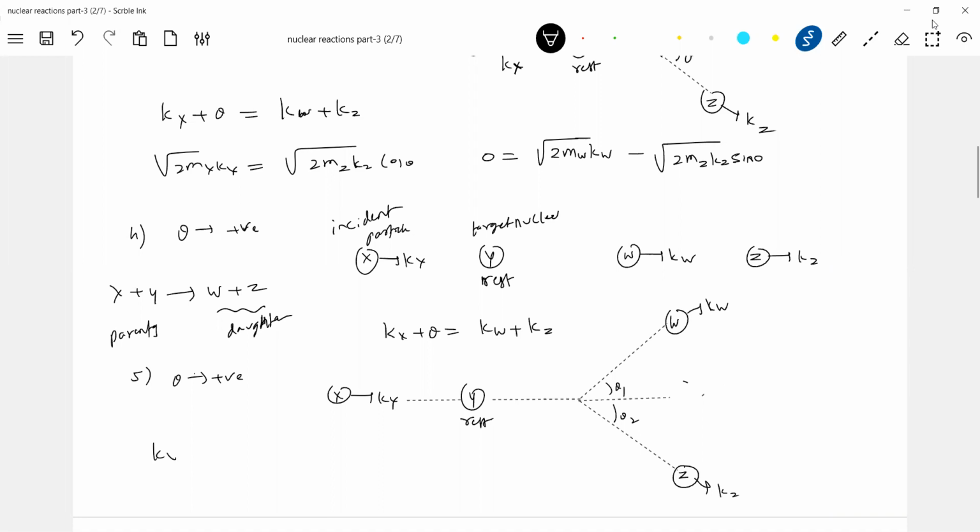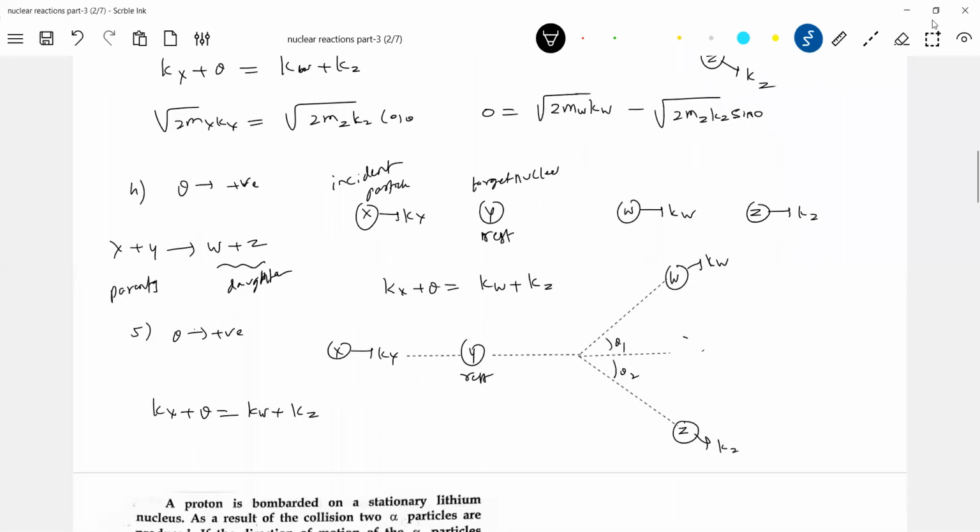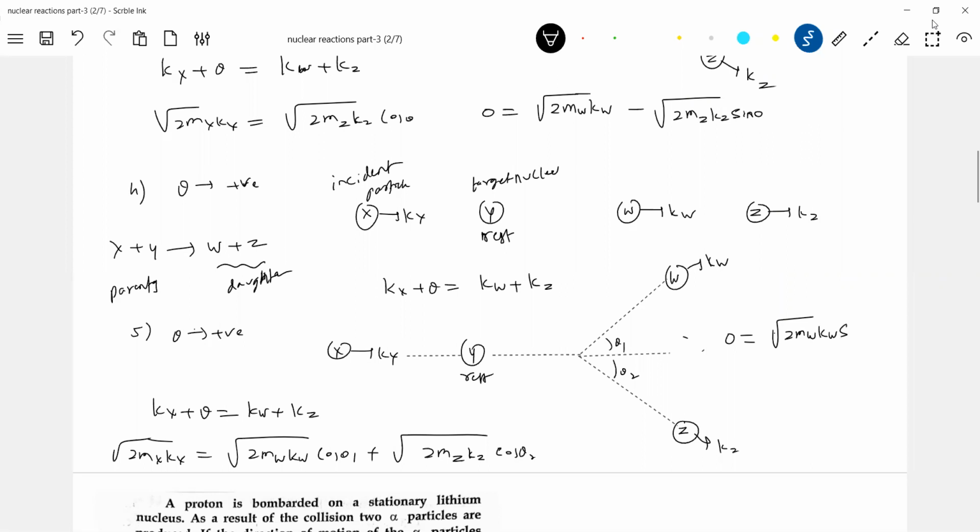So here what is the equation again? Kx plus Q equal to Kw plus Kz. Then apply conservation of linear momentum. So what is the formula? 2mx Kx is equal to 2mw Kw cos theta 1. This is along x-axis. Along y-axis, initial momentum is equal to, solving these two equations with two unknowns, we'll get the required answer.